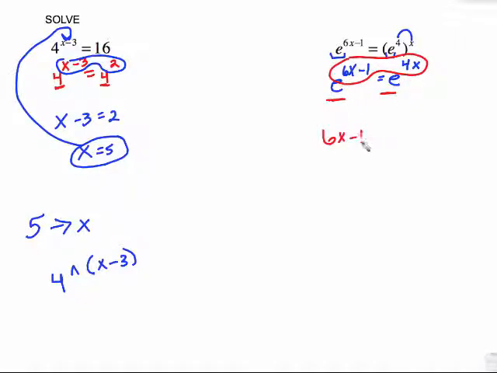So I have this very simple equation, 6x minus 1 equals 4x. Subtract 6x from both sides, gives us negative 2x over here. Divide both sides by negative 2, and x equals 1/2.